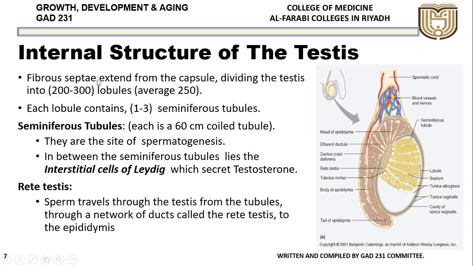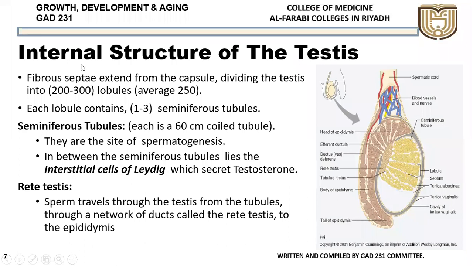It will show fibrous septa extending from the capsule, dividing the testis into 200 to 300 lobules. Okay, if you see here, the whole of this is the testis, and there are septa. This is one septum, the second septum, like this. Many septa are there, which will divide the whole testis. The space between two septa is called a lobule. This is one lobule, this is one lobule, like this. So the fibrous septa will divide the whole of the testis into lobules.